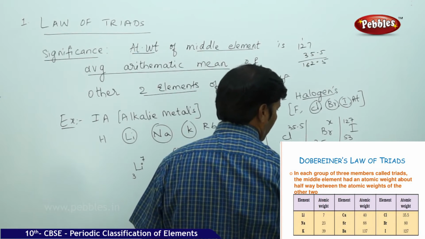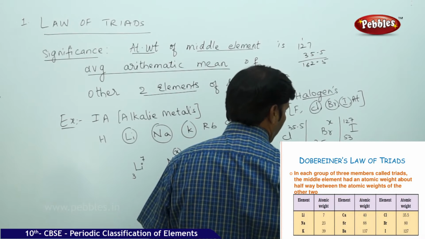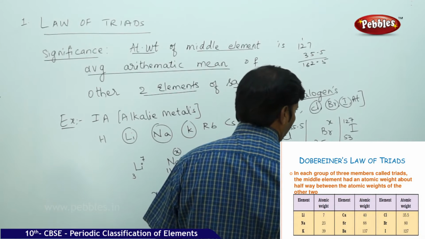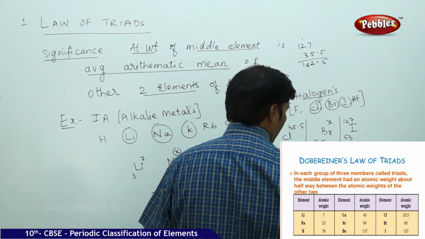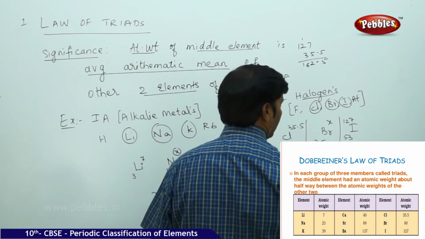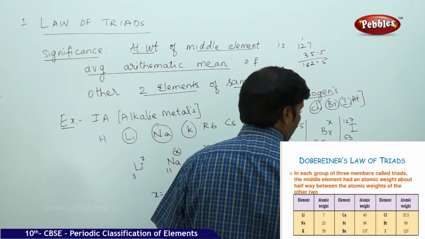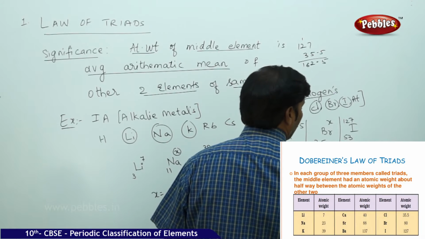162 means this is going to become 162.5. So X is going to become 162.5 divided by 2. This is 81.25, the average atomic weight of bromine.